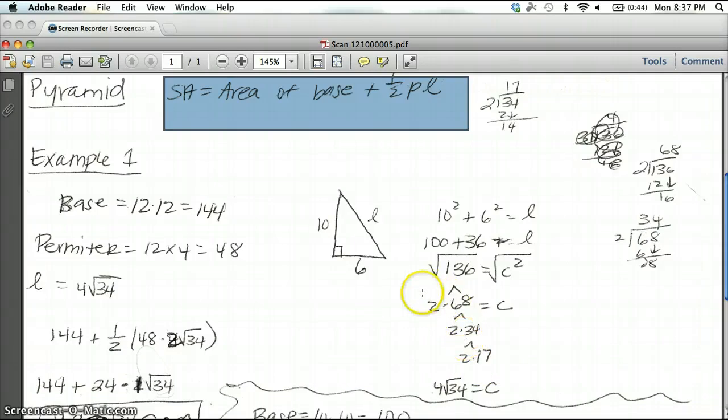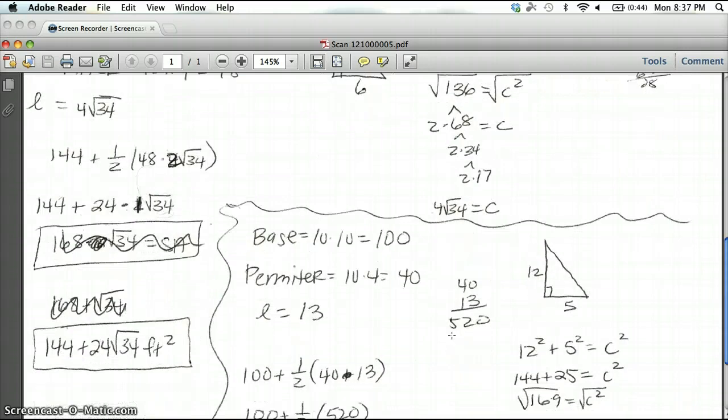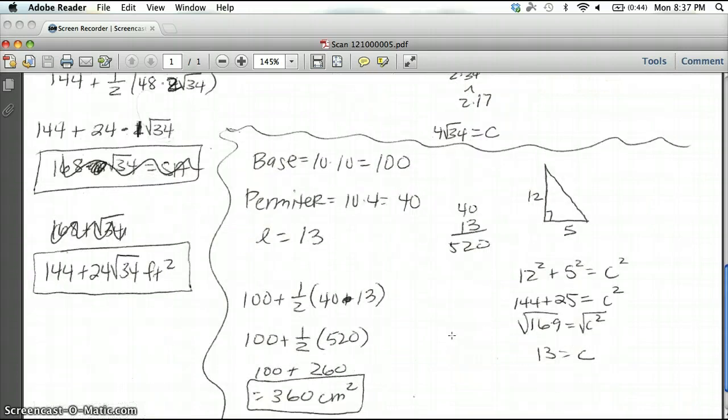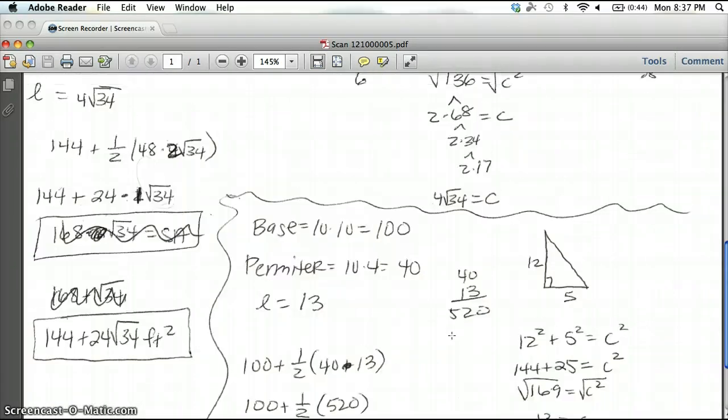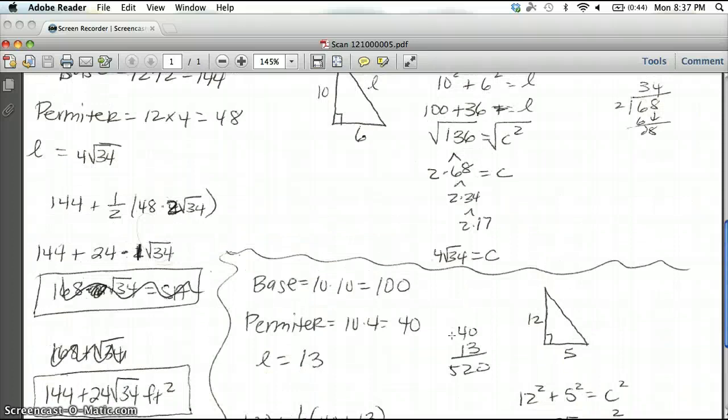There's only two like terms here, which is 2, so I pull out my 2. And then I keep my 34. So 2 square root of 34, which I changed over here.